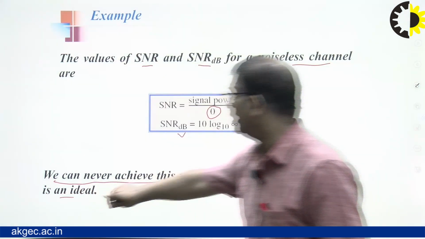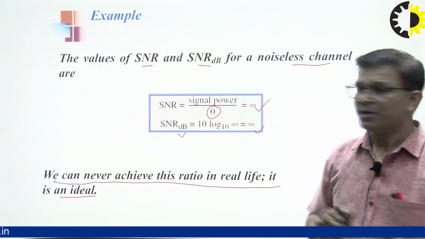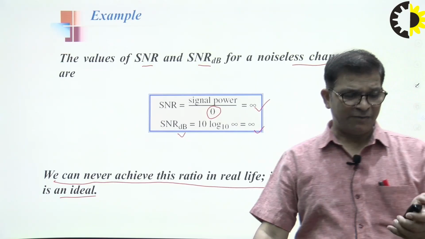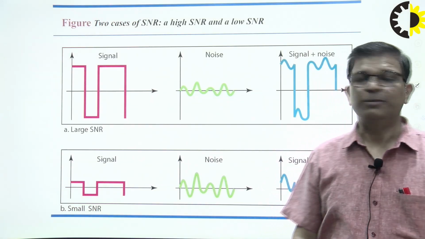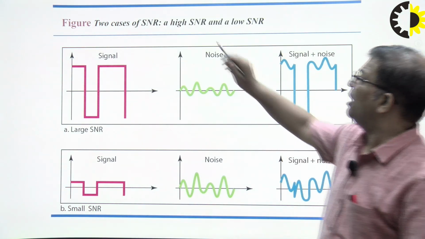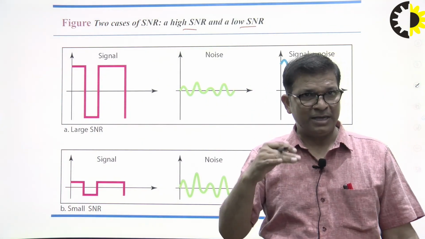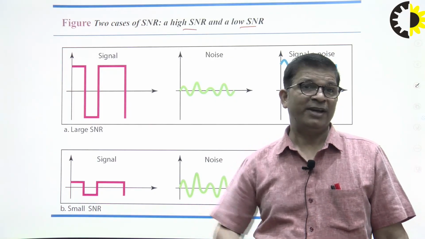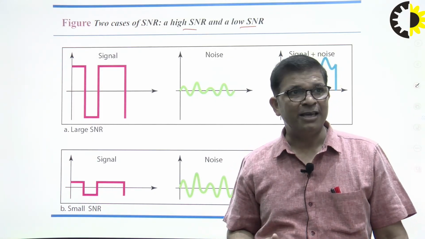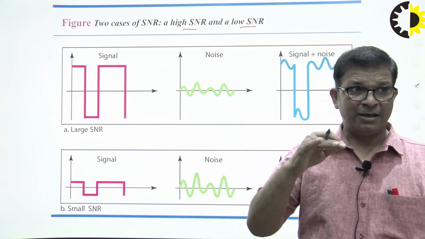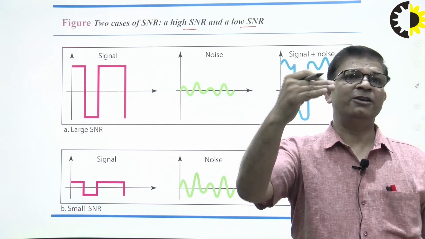It is an ideal case. Okay, because it is infinite. SNR is infinite. So two cases are there, a high SNR and the low SNR. What will happen if the SNR is high? SNR is high when the signal power is high and noise is low.